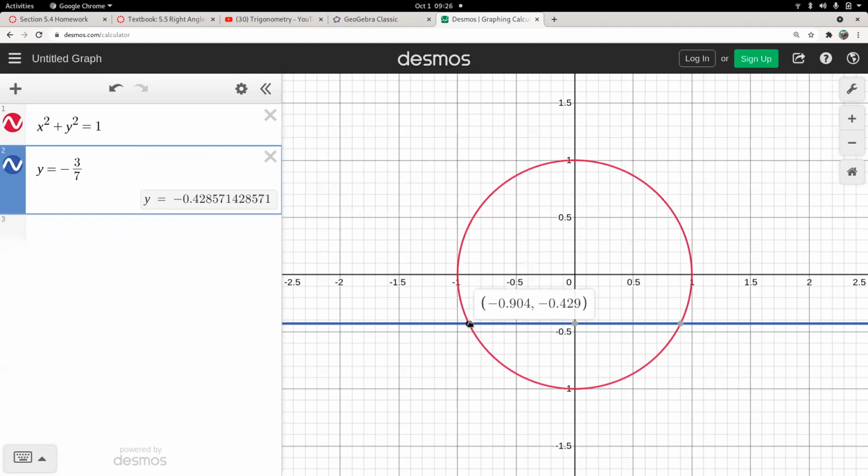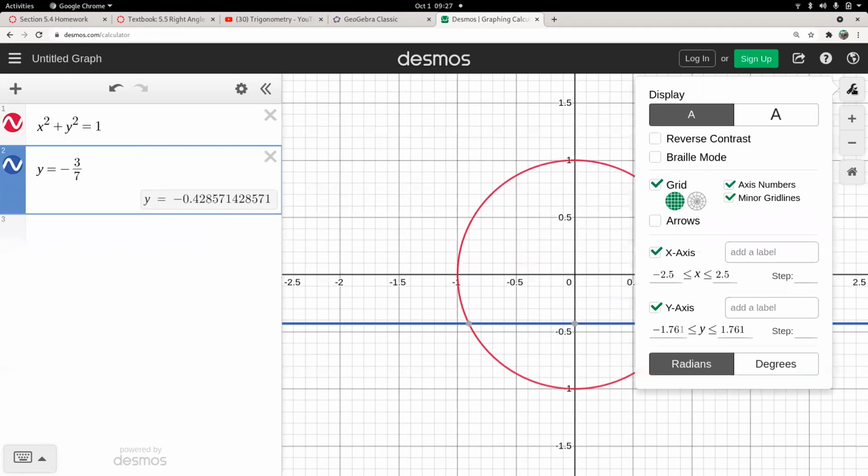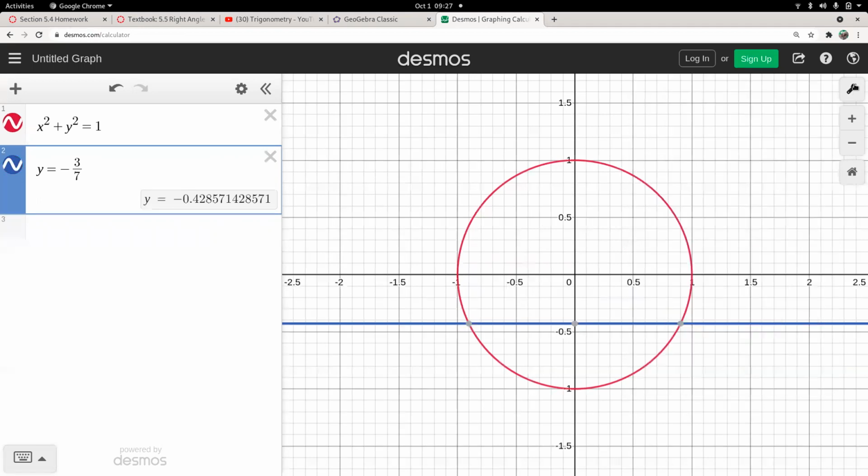In Desmos, can I get it to show more decimal places? Don't see the option there or there. But I can point to it and get it. So in some ways, Desmos is easier to use because I didn't have to find that intersection. It found it for me. On the other hand, it's not showing me many decimal places, and I don't seem to be able to control that on the screen. Maybe there is a way and I'm just missing it.